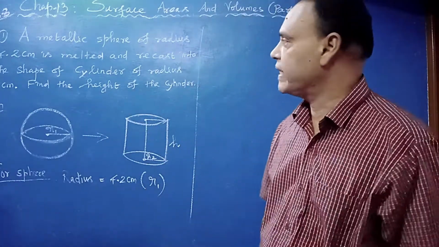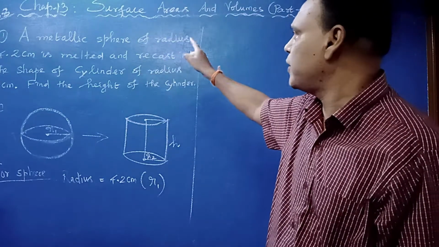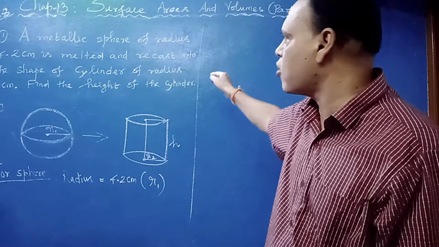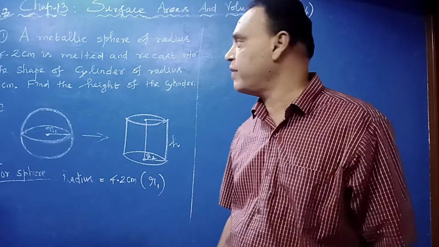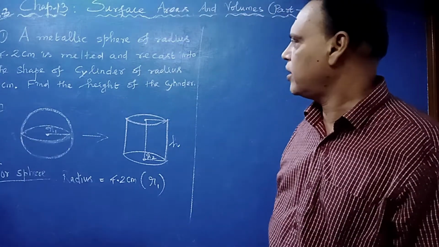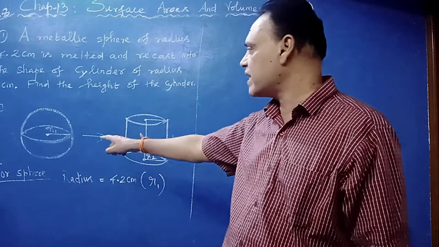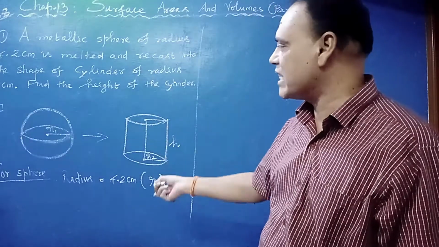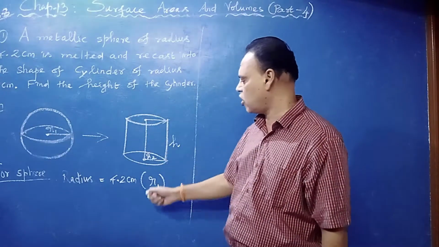So now we will see the exercise problem. Exercise 13.3, first problem. A metallic sphere of radius 4.2 centimeter is melted and recast into the shape of a cylinder of radius 6 centimeter. Here you have to find the height of the cylinder. So we are converting a sphere into a cylinder. Both radii are given, so take this radius as R1 and this radius as R2.